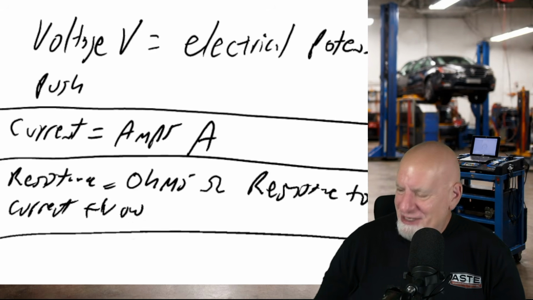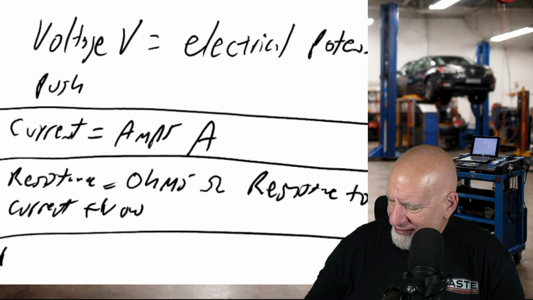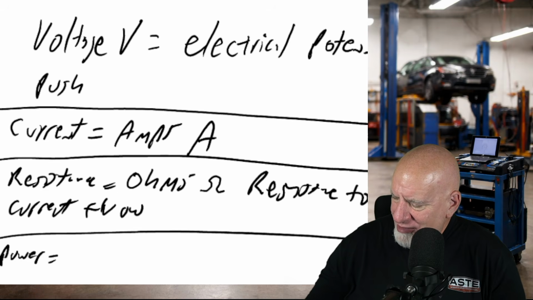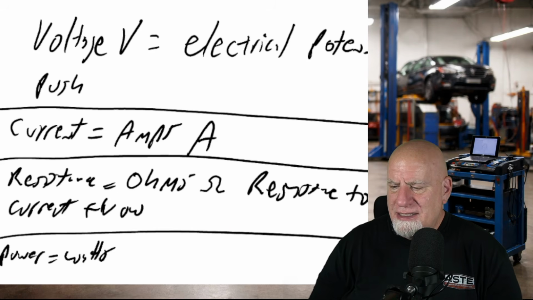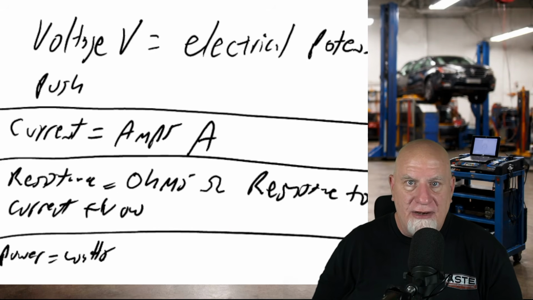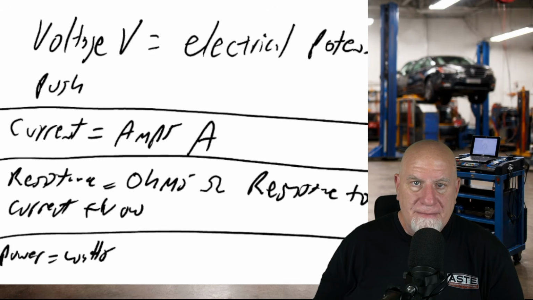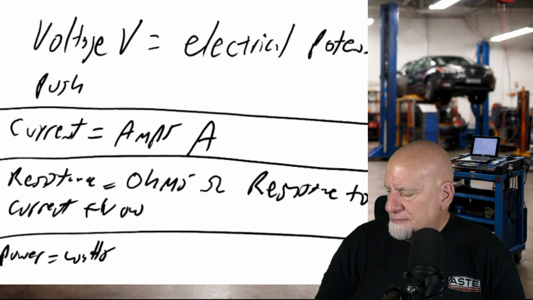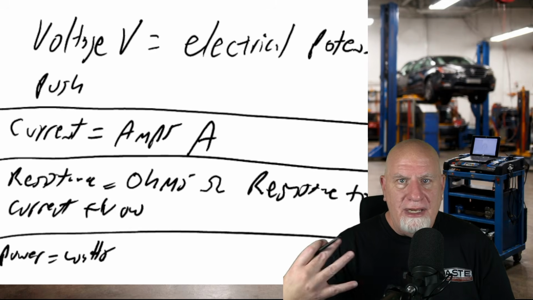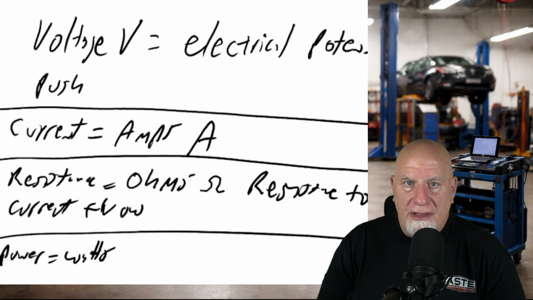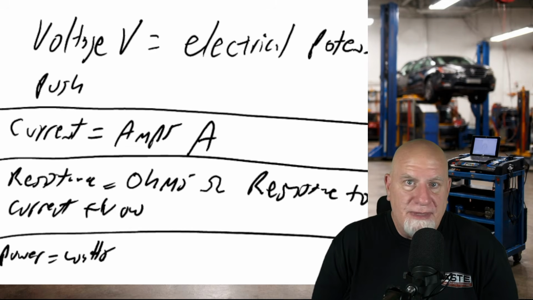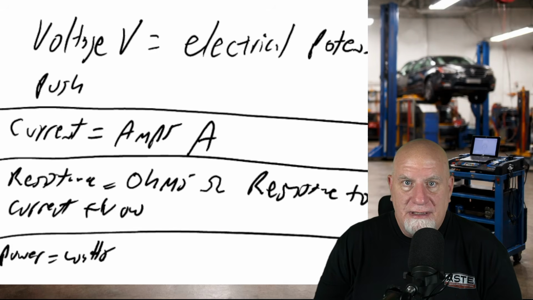And the last one is power, measured in watts. And it is the rate that electrical energy is being used in a circuit. Okay, so now we know the basics. We know the four measurements in a circuit: volts, amps, resistance, power.